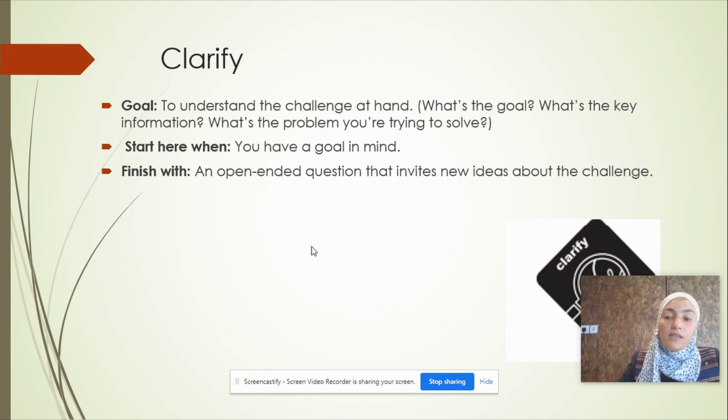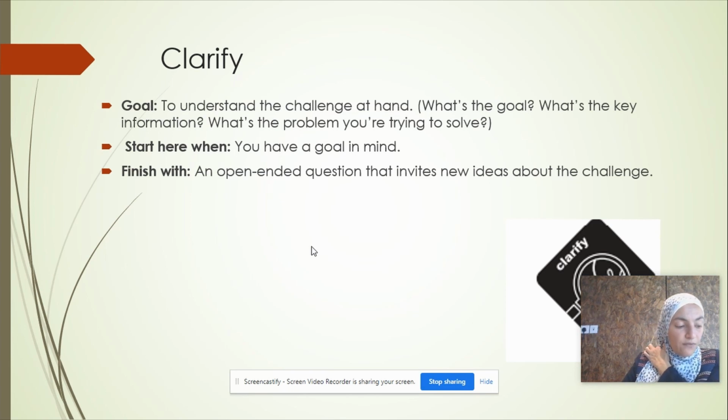So you should first have a challenge or a problem, have a goal in your mind, and you want to start finding a solution or develop some ideas. So here we have first of all to clarify, collect all the data about this situation, and after collecting this data, which is diverge, we need to select the good ideas that can help us in solving that problem. So how can I finish? Okay, we'll finish with an open-ended question that invites new ideas about the challenge.